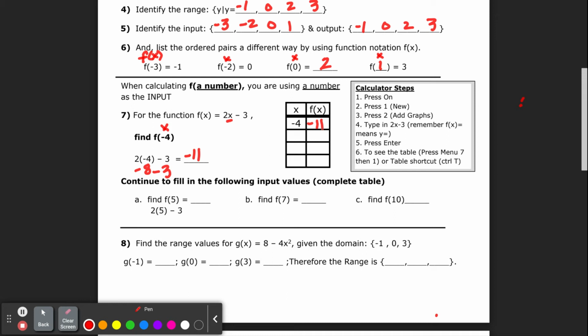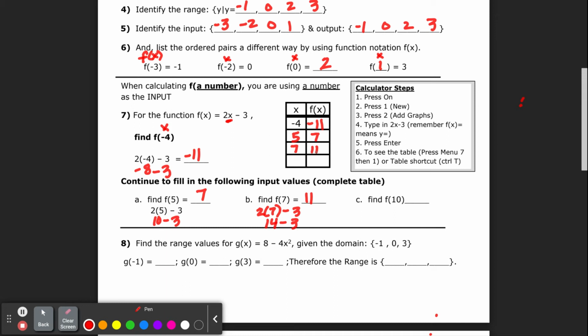Then it says continue to fill in the following input values. Complete the table. So find the function f of 5. That means we're going to put 5 in place of x upstairs. It's 2 times 5 is 10, minus 3 is 7. So we're going to have the ordered pair when x is 5 and y is 7. Then f of 7, so it's going to be 2 times 7 minus 3, which is 14 minus 3, which is 11. So we're going to have the ordered pair (7, 11).